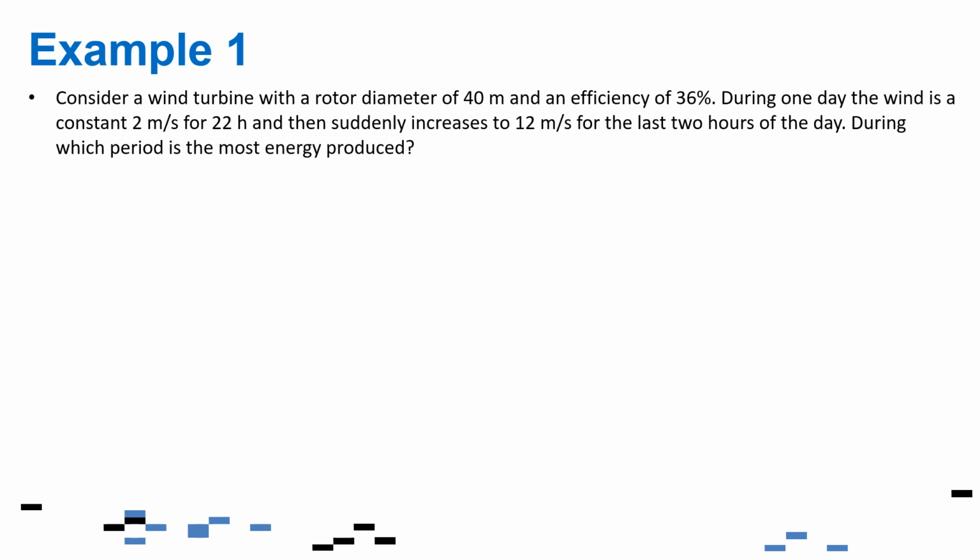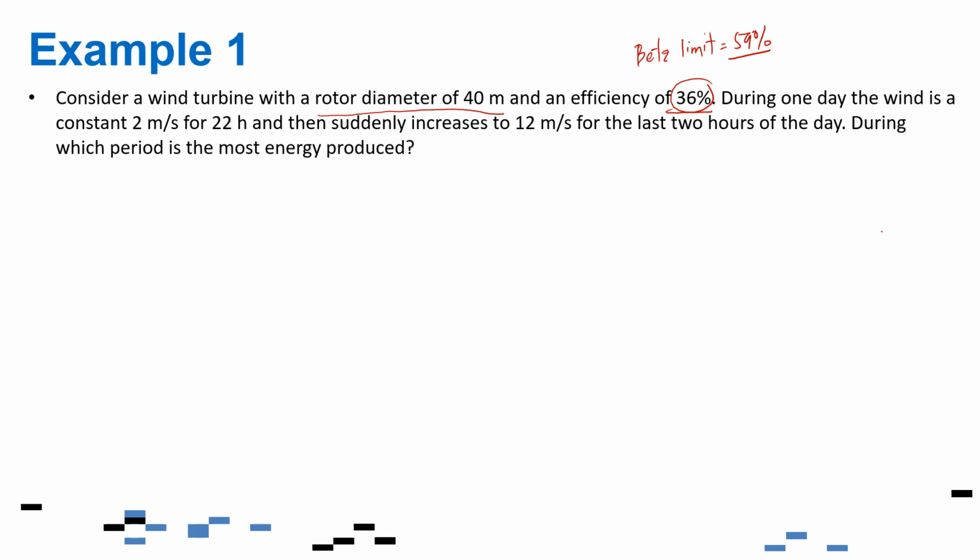So this is example number 1. Consider a wind turbine with a rotor diameter of 40 meters and an efficiency of 36%. If you remember the Betz limit, we've discussed this one before, is around 59%. But for this example, the wind turbine is around 36% efficiency.